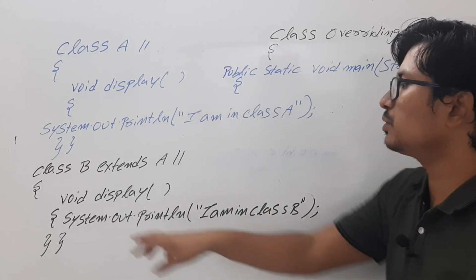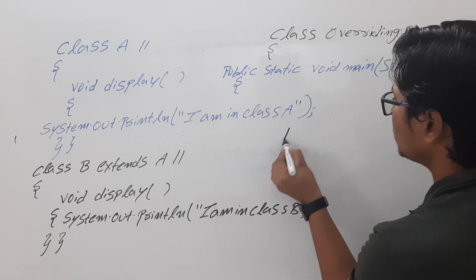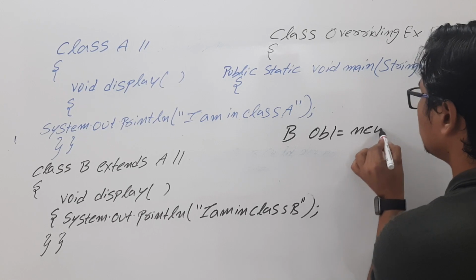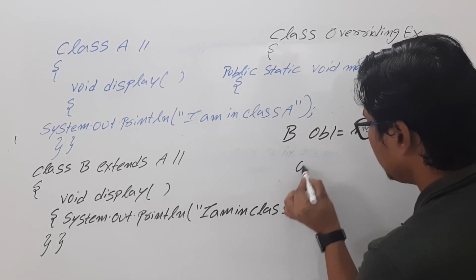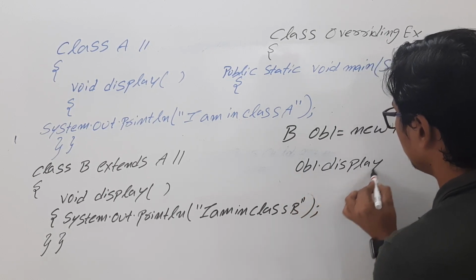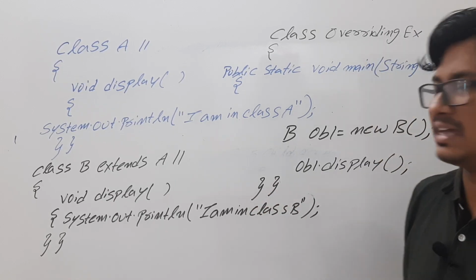Now I will need to create an object for the class B. How can I create an object? Class name, object name is equal to new class name. Okay, then if I call the display method using the object ob1, look at here. Let me close this one and let me close the class also.